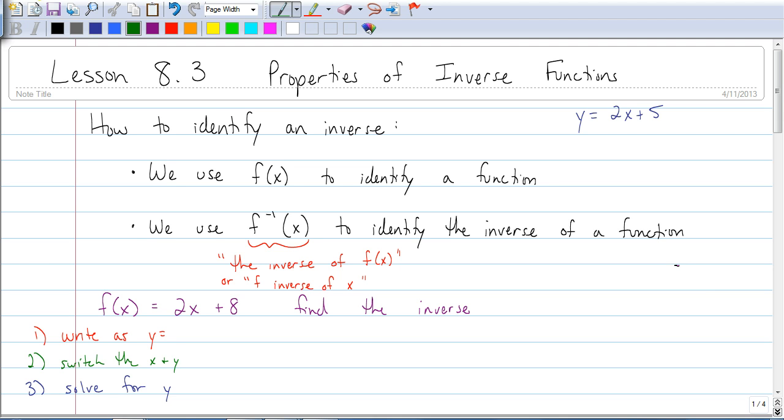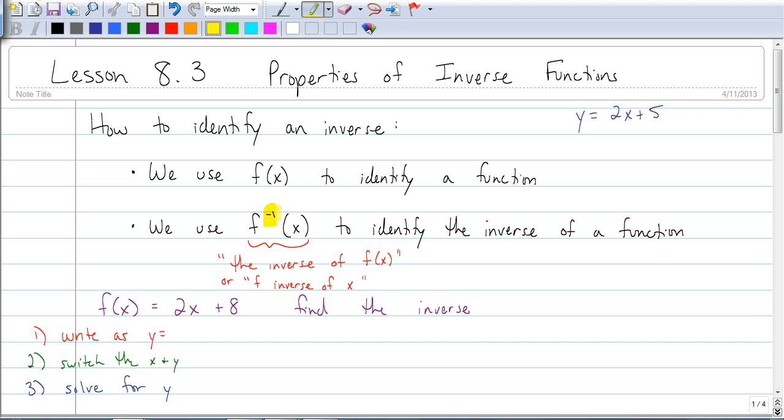Now, if you notice, in this top section here, it says how to identify an inverse. It says we use f of x to identify a function. That's what we've been dealing with in the last couple of videos and lessons, where we've been looking at things in function notation. So you're familiar with seeing things written as f of x. Now, to identify the inverse, we use this exponent of -1.